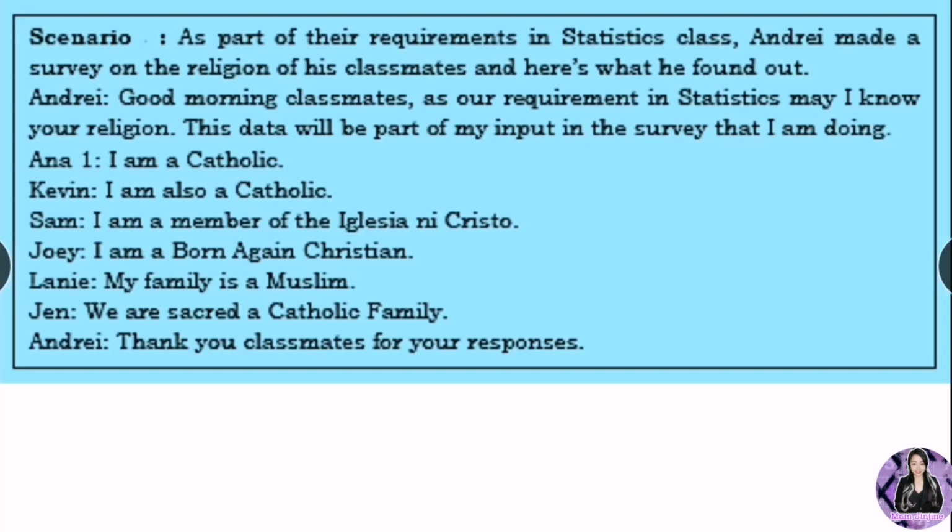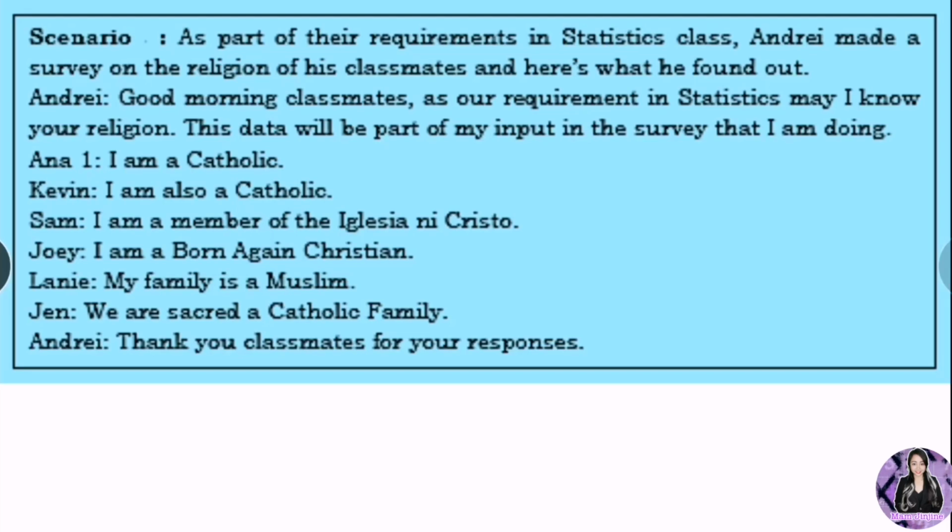Anna said, "I am a Catholic." Also, Kevin said he is also a Catholic. Sam is a member of Iglesia ni Cristo. Joey is a born-again Christian. Lani is a Muslim. And Jen said she is a Catholic.